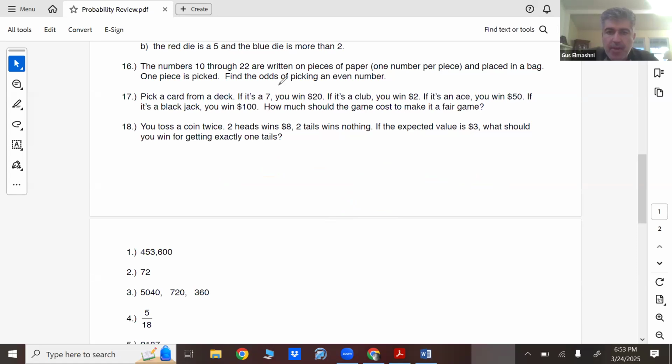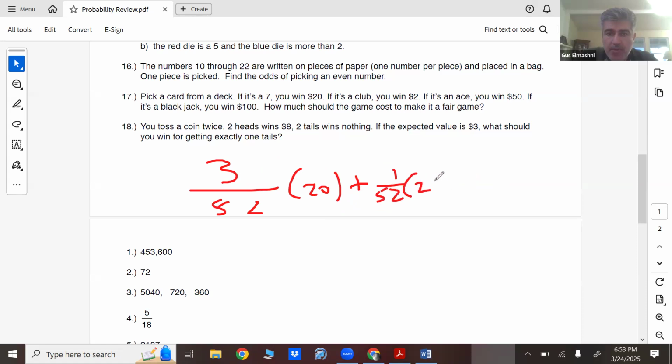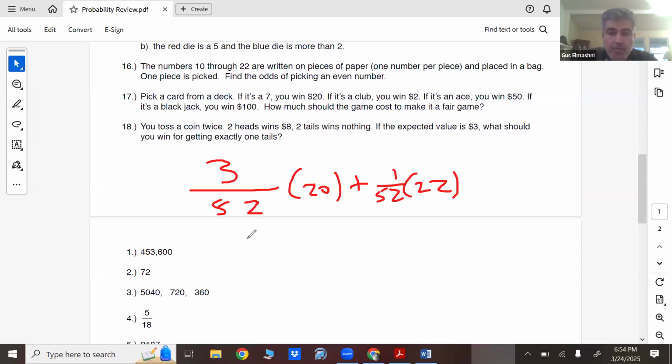So let's look at the sevens that are not clubs. So it's 3 out of 52 times 20. Let's say you get the seven of clubs. That's 1 out of 52 times $22. Let's say you get an ace that's not a club. 3 out of 52 times 50. But that would be 1 out of 52 times $52 if you get the ace of clubs.